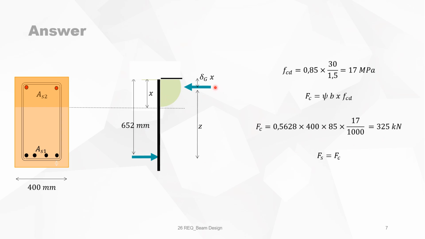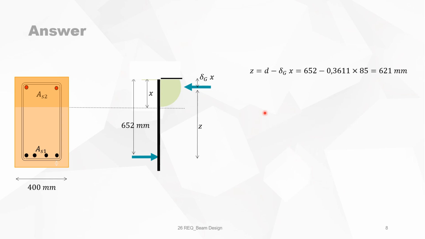We know from the horizontal translation equilibrium that Fc must be equal to Fs. So Fs is 325 kilonewton. The lever arm Z is of course d minus delta G x. We can put in some numbers and we find for Z 621 millimeters. So the resisting bending moment is the lever arm times the concrete component Fc, which is 202 kilonewton meter.